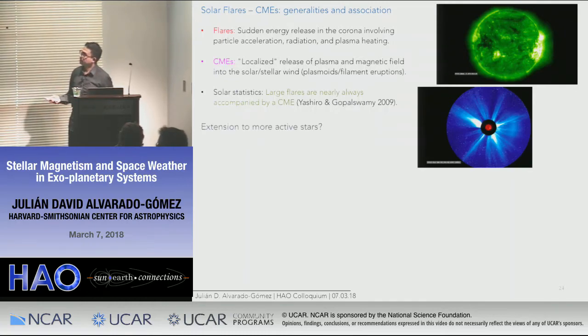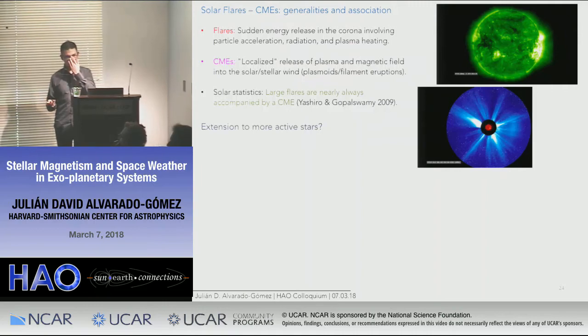So the immediate question is, what happens in more active stars? Because those flares can be orders of magnitude larger than anything that we have observed in the sun, but also some of those stars are actually flaring all the time. So you see the light, what they look like.